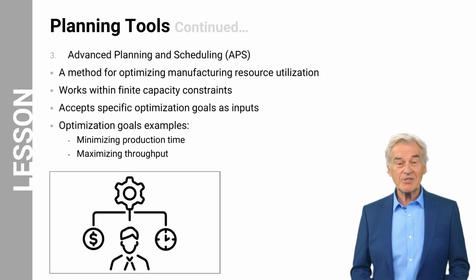Advanced planning and scheduling, abbreviated as APS, is a method used to optimize the utilization of all manufacturing resources in a finite capacity plan. Specific optimization goals, such as minimizing time or maximizing throughput, can be inputted into an APS system.